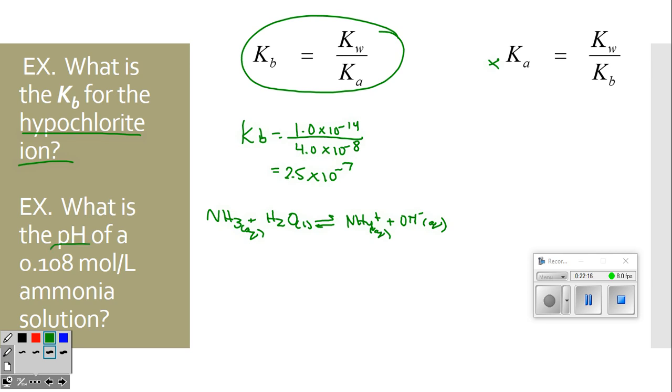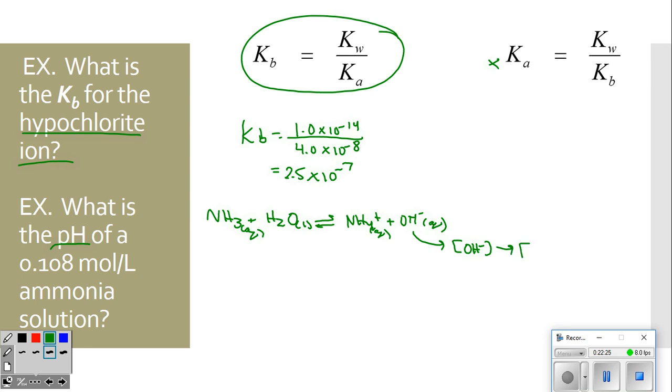Now, the question is asking me to find pH. So what will I do? Well, I will find the concentration of hydroxide. Then I will find the pOH, and then I will find the pH. That's my plan. So for me to find the concentration of hydroxide, I need that K expression. So I know that Kb should be equal to those two numbers, which I'm going to assume are the same, x squared, divided by 0.108 moles per liter.